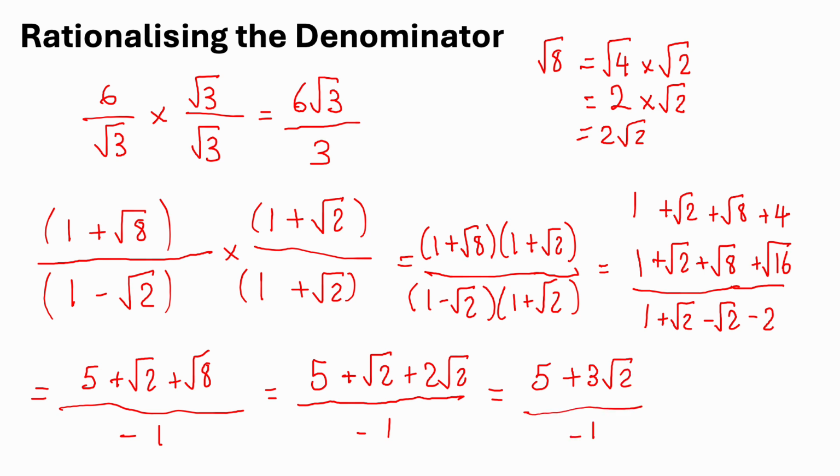When you divide by minus 1, you're just changing the sign. So therefore, our final answer is going to be minus 5 minus 3 root 2. And that's it. Lovely.